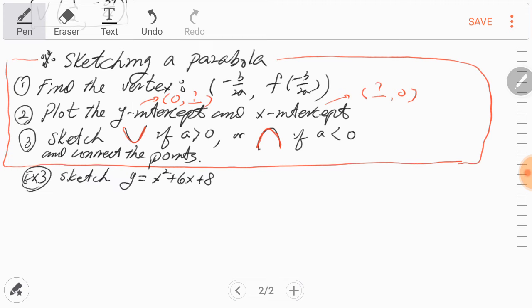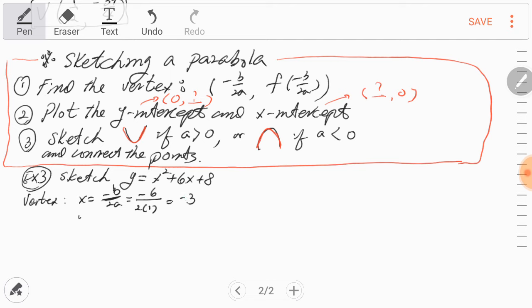Okay, in order to graph this quadratic function, let's find the vertex. So the x-coordinate of the vertex is what? Negative b over 2a. Use the vertex formula. Negative b over 2a is the front part of the quadratic formula, right? So negative b, negative 6, over 2 times 1. So 6 over 2 is 3, so negative 3.